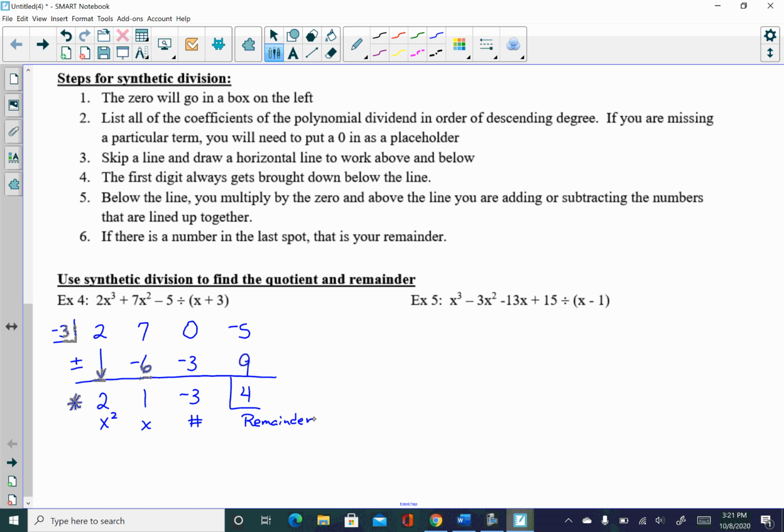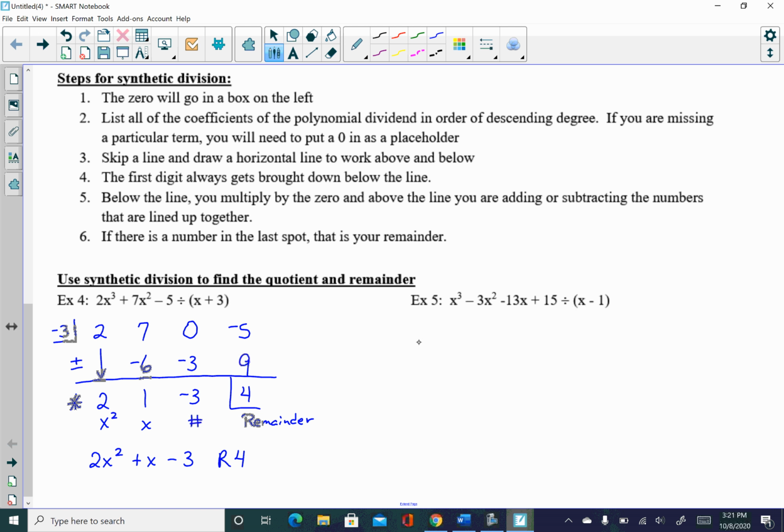So what we have just found here is that this is now 2x squared plus x minus 3. If you take this 2x cubed plus 7x squared minus 5 and divide it by x plus 3, you're going to get this expression, 2x squared plus x minus 3, with a remainder of 4. These numbers 2, 1, 3 are the coefficients of your reduced polynomial 1 degree less. Okay. Let's do another one together.